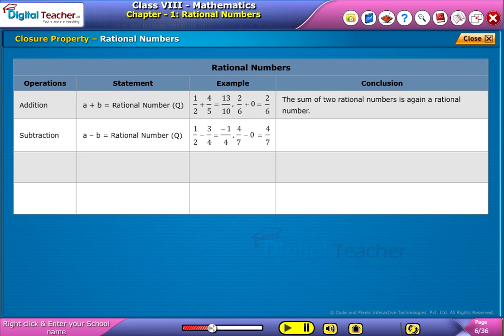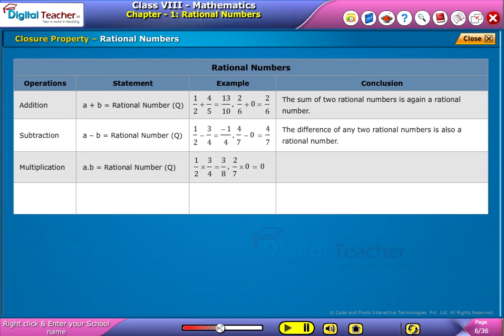It concludes that the difference of any two rational numbers is also a rational number. Under multiplication, it states that the product of two rational numbers is always a rational number. For example, 1 by 2 into 3 by 4 is equal to 3 by 8, or 2 by 7 into 0 is again equal to 0.